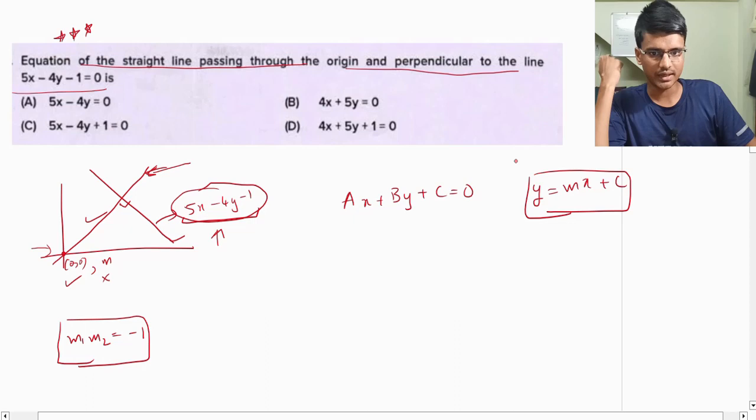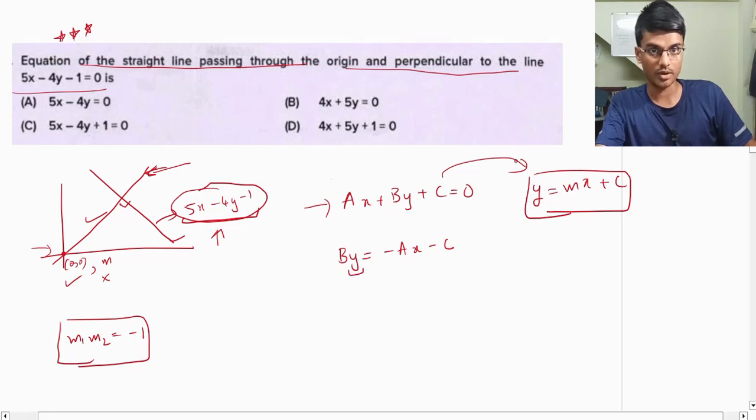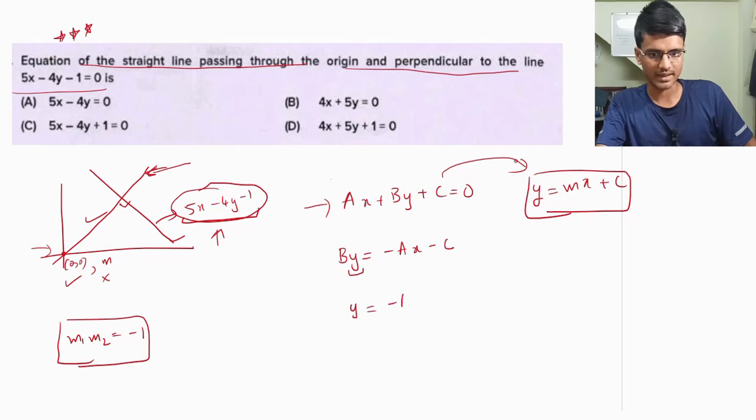So if I transform this equation in this form, I can extract the slope. Okay, let's do the same thing. Let me first get y on the left-hand side, and I'll get minus ax minus c. I'll make the coefficient of y equal to 1, so I'll divide by b. So y equals minus a by b x minus c by b.